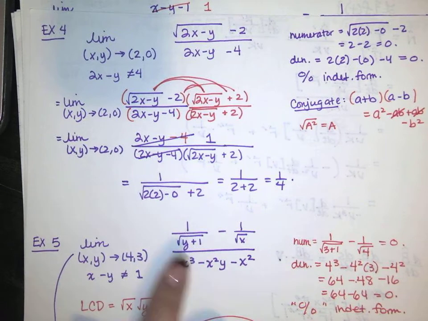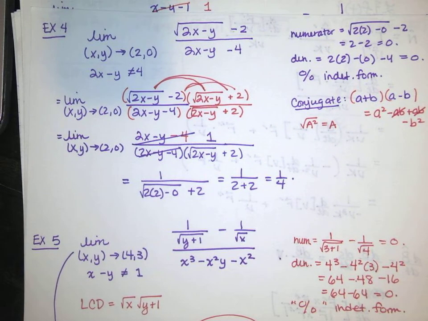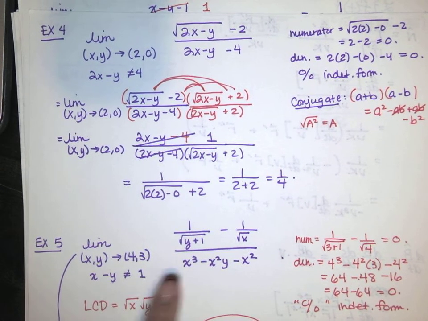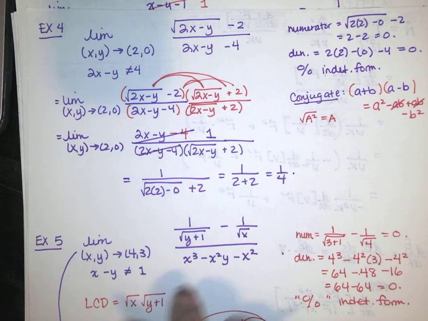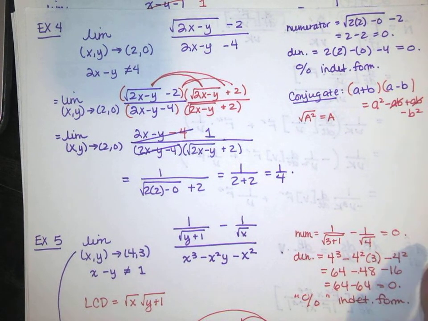As long as we're not on that line, the z-values are getting very close to 1/4. Now here, at (4, 3), the values on this graph, or this function is undefined because we get a 0 over 0 indeterminate form.